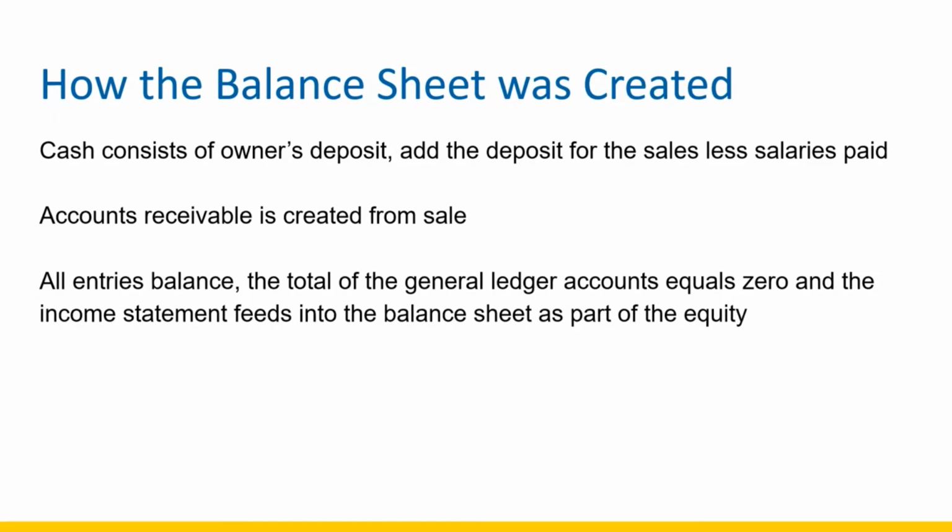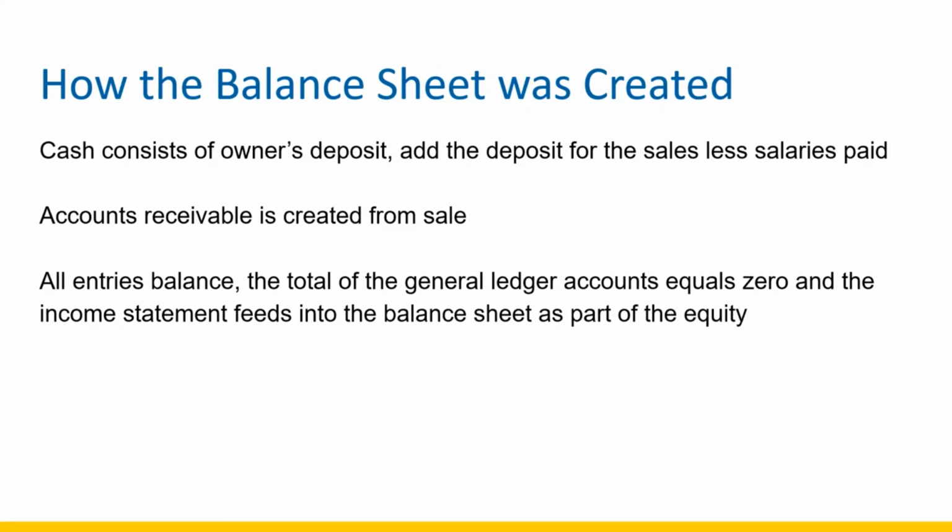So the examples that you have seen in the previous slides show you how a balance sheet is created. So cash consists of the owner's deposit and then the deposit for the sales less salaries paid. Accounts receivable was created from a sale. All entries balance, so my debits equal my credits. And my general ledger, if I total everything in my general ledger, it equals 0. Why? Because everything that goes into the general ledger, the debits equal the credits.